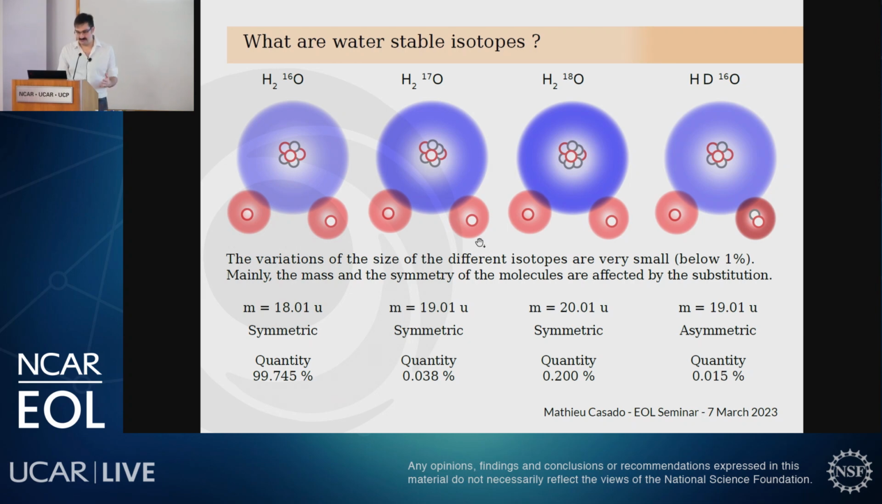And what is mainly changing in these cases is the mass and a little bit the symmetry. And this will end up changing a tiny bit the thermodynamic properties of the different molecules. And this is something that can be useful in geoscience.